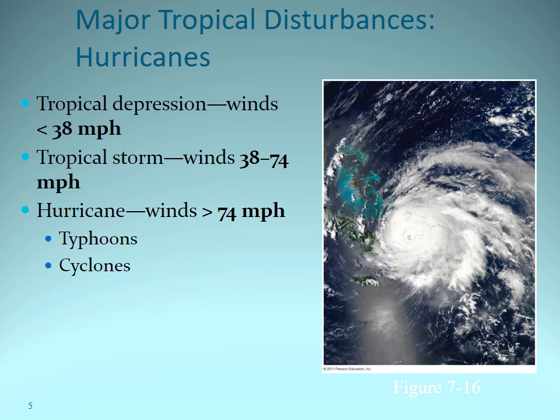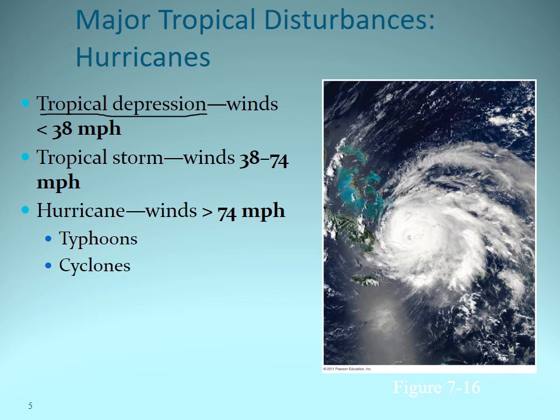Hurricanes go through different stages, and not all tropical systems actually make it to a hurricane level. For example, if we see an organized system that has wind speeds less than 38 miles per hour, then we call that a tropical depression. We have to have some kind of circulation. And that circulation, by the way, is due to the Coriolis effect, which we talked about in Chapter 5.